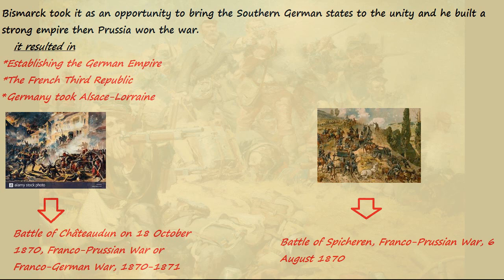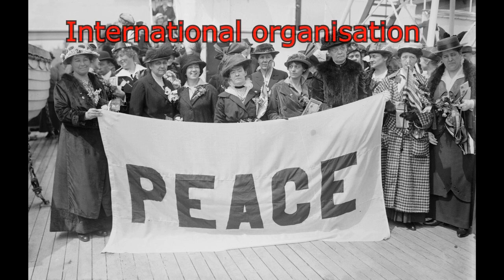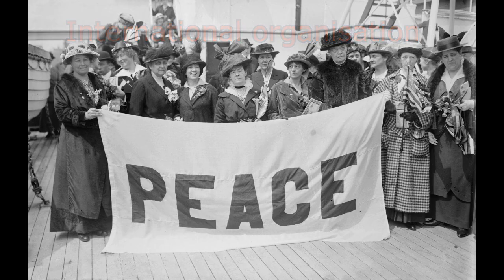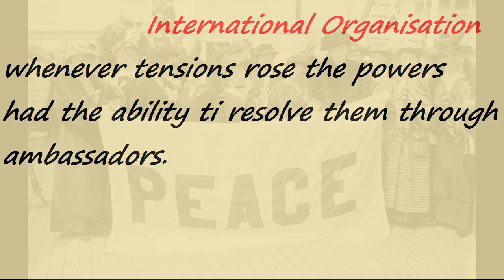Then we move to the international organization. What do we mean by international organization? They were internationally organized. Who were organized? The nations of Europe at that time, of course. You see, whenever tensions rose, the powers had the ability to resolve these tensions through ambassadors. Each nation, for example, sent its ambassador, then they solved the problem that they had. This is about international organization. I had to mention it because it was very important.